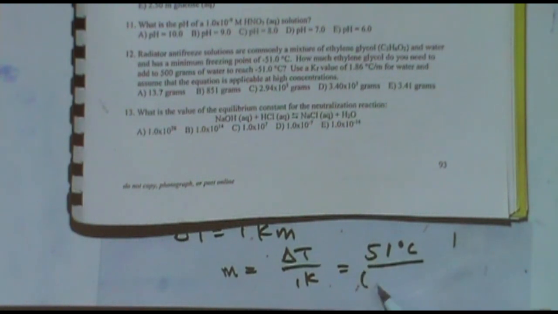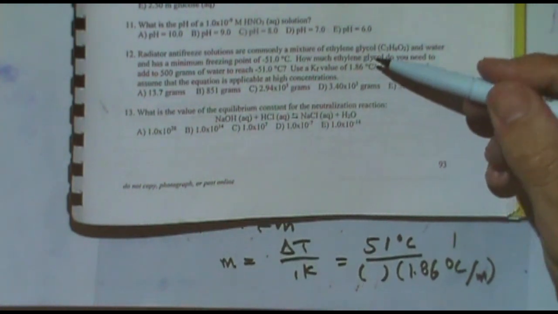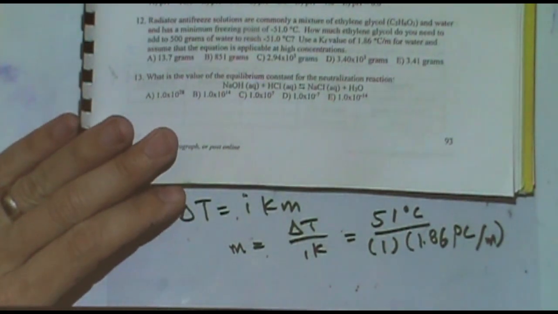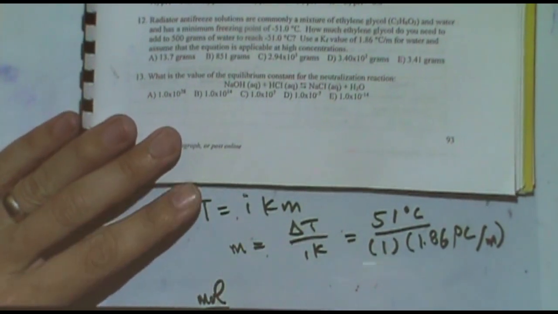What's i? Okay, I'll do the easy one, K. You do the hard stuff. What's i here for ethylene glycol? One. Yeah, it's again, no metals. Okay, so you calculate that stuff. That's the first part. Now the hard part. The answer to that is going to be in molality, which is moles per kilogram. It's not really the hard part, it's just the next part.